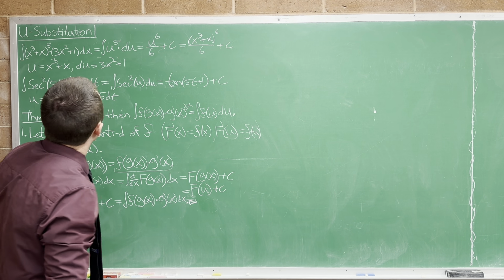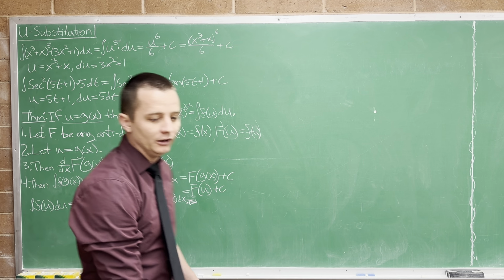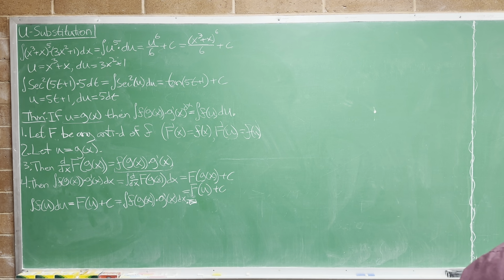And so you see how this is kind of just undoing a chain rule. That's kind of the way we think about it. So let's do another example now. Lots of examples, I think, do more to help than anything.